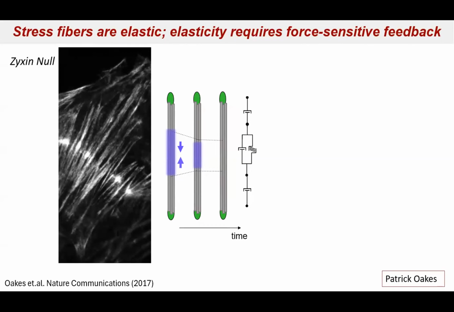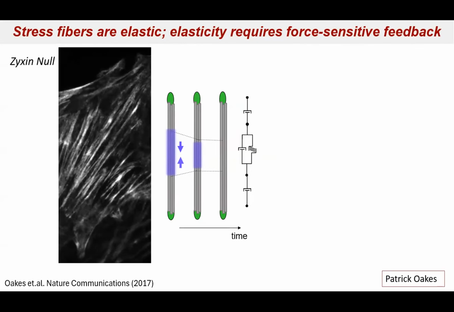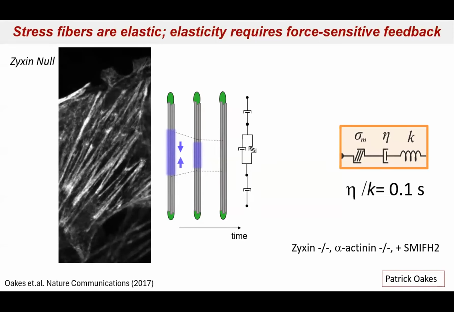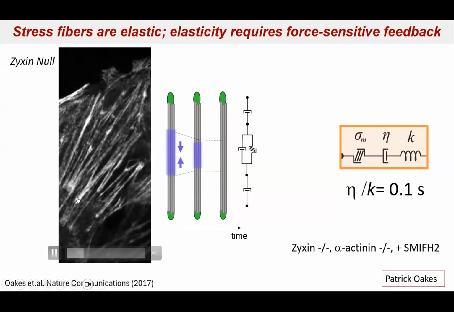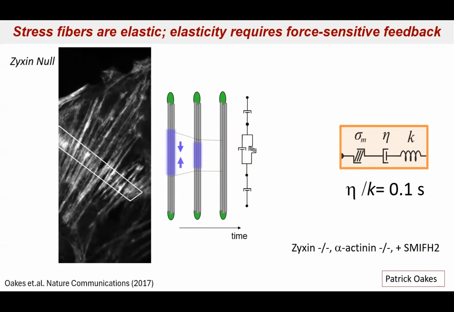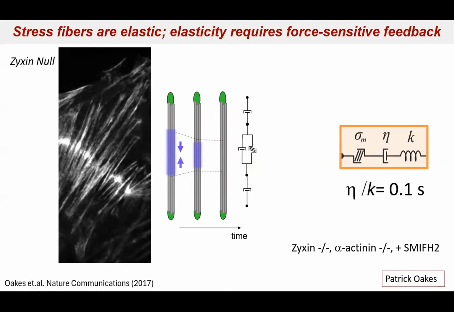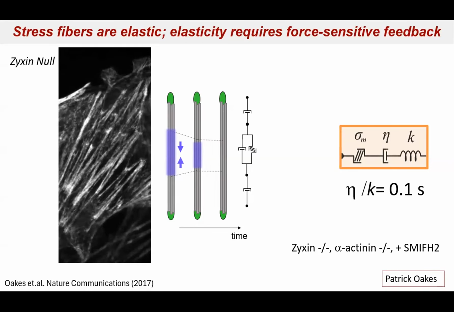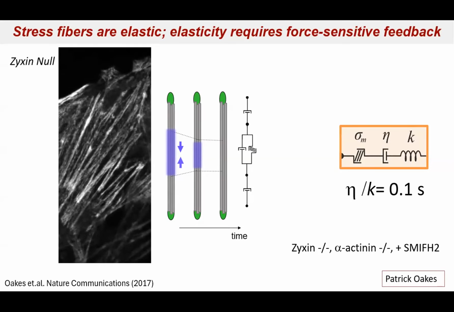The tension in the system did not get impacted, but the whole system became like a fluid. So this is now a Zixin knockout cell where you still see stress fiber. There's no stress fiber repair. There's still a lot of contractility, so the contractility is there. But now the whole system has a very rapid relaxation time. Okay, so this took us like 5 years to do these experiments. It took us like multiple groups to do this model.